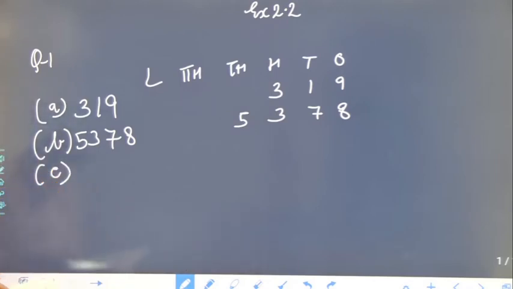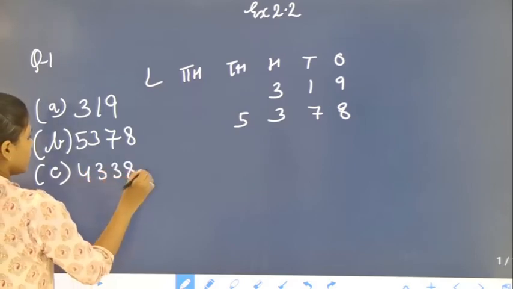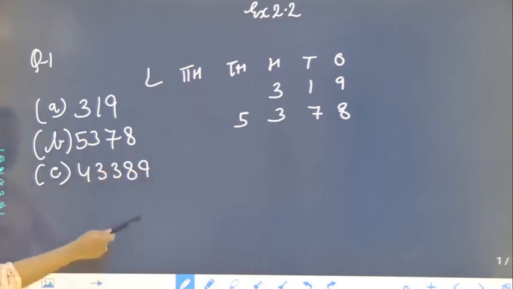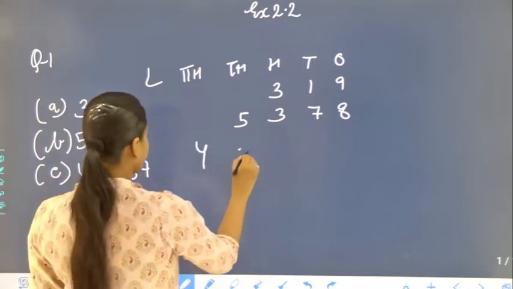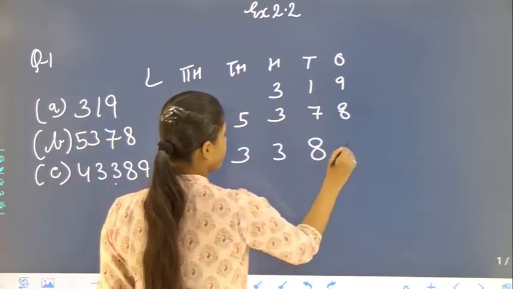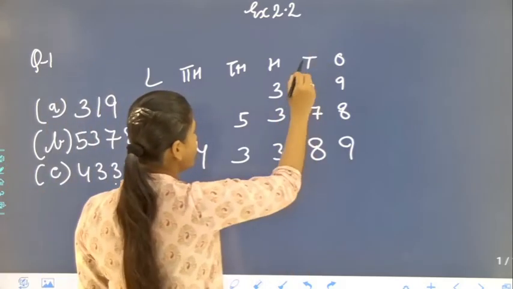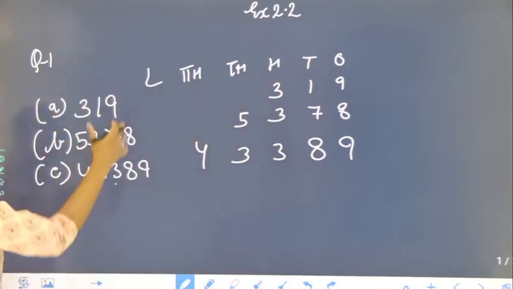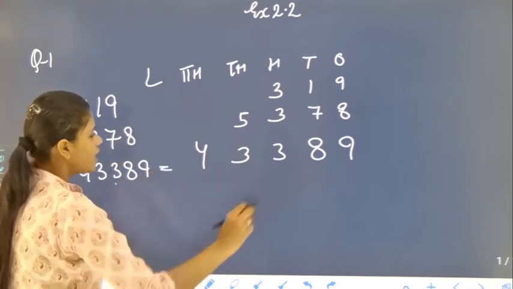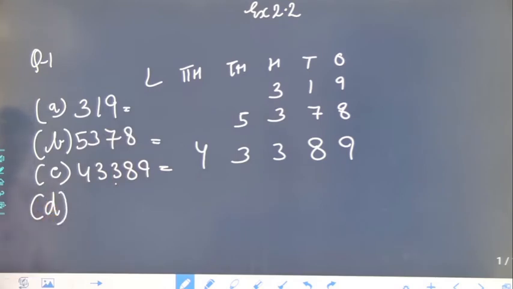That is C part. 43389. हम इसको कैसे रीड करेंगे स्टूडेंट्स? वंस, टेंस, 100, 1000, 10,000. तो हम इसको यहाँ से लिखेंगे 10,000 से 4, 3, 3, 8, 9. Okay. First you have to draw the table, that is ones, tens, 100, 1000, 10,000 and lakh. Then you have to write the questions here and then you have to write the answers. Now move to the next part, that is D.